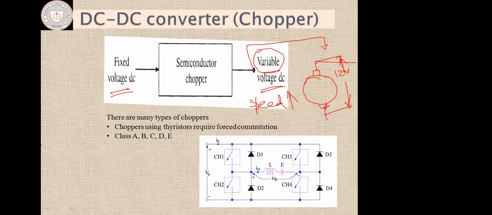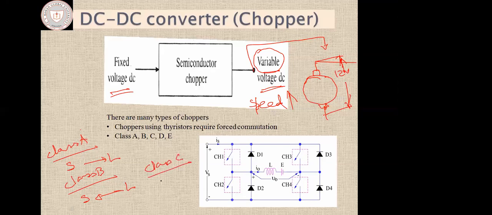Now, how many choppers are there? Say class A chopper. That is a buck converter which will provide you power flow from the source to the load, right? And then you have class B choppers which will provide the power flow from the load to the source. Then you have class C chopper which will provide you both direction power flow. Is it not so? I hope everyone remembers it from the power electronics side. So class A chopper will be able to provide you power only from source to the load.